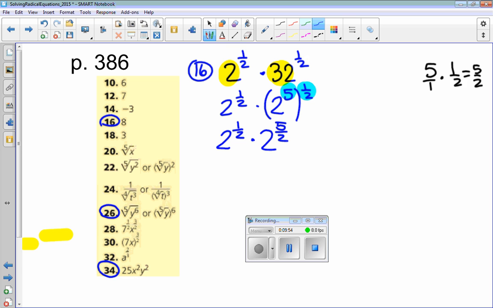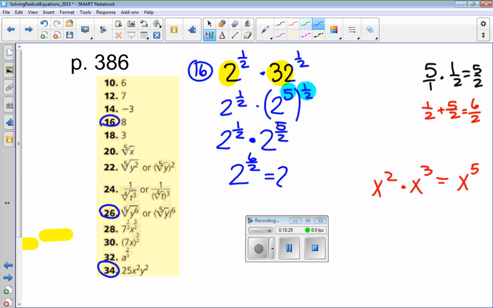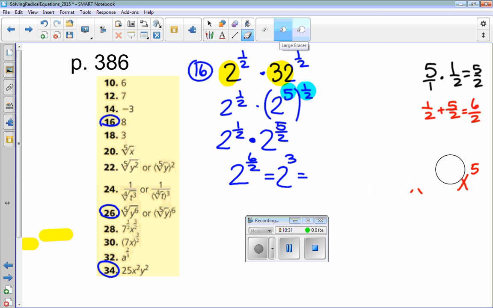Yeah. So once that happens, and I'm multiplying, this is a multiply, correct? I can add the exponents. It's kind of like this. Remember when I have x squared times x to the third? What do I do with those exponents? I add them, so it's x to the fifth. It's the same thing with this one, except I'm adding fractions now. Not a big deal. What's 1/2 plus 5/2? Do they have a common denominator? 6/2. What is 6 divided by 2? 3. So it's 2 to the 6/2, which is 2 to the third. What is 2 to the third? 8, which is why the answer was 8.